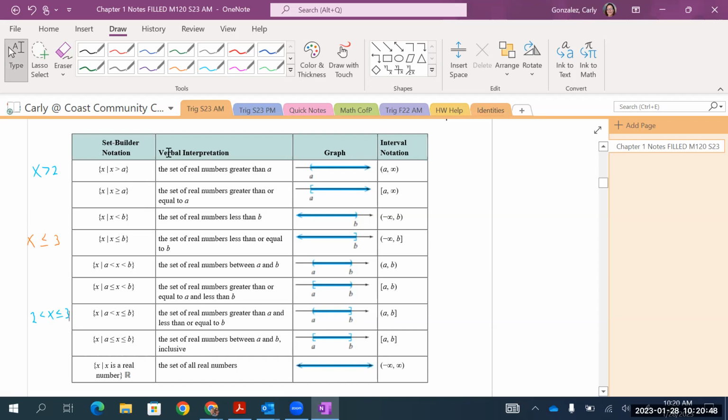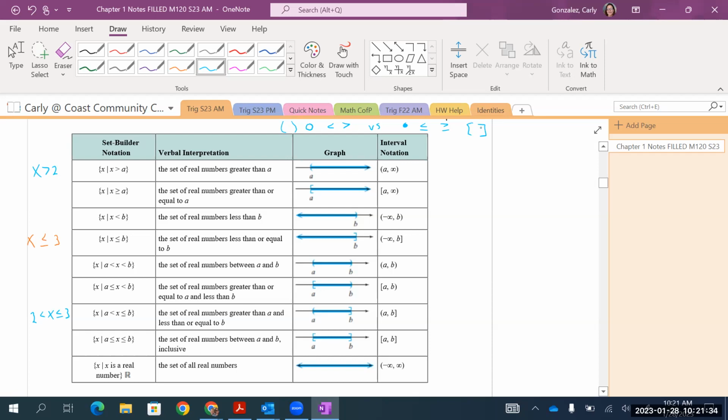So we can verbalize it, the set of real numbers greater than a, or in this case, x is greater than 2. Then when we graph it, there are 2 different ways to graph inequalities. One, it's common to use open circles for less than or greater than, versus closed circles for less than or equal to or greater than or equal to. Similarly, just like for the open circles, we could use parentheses instead, and just like the closed circle, we could use brackets instead.